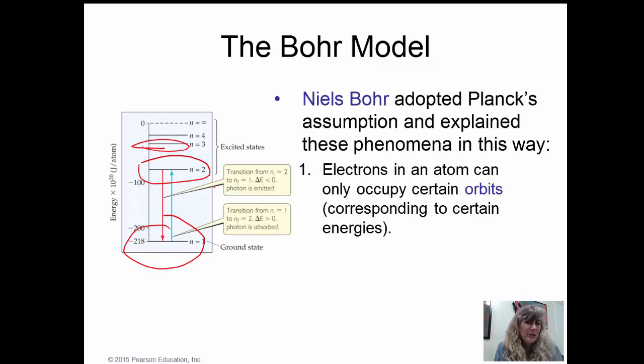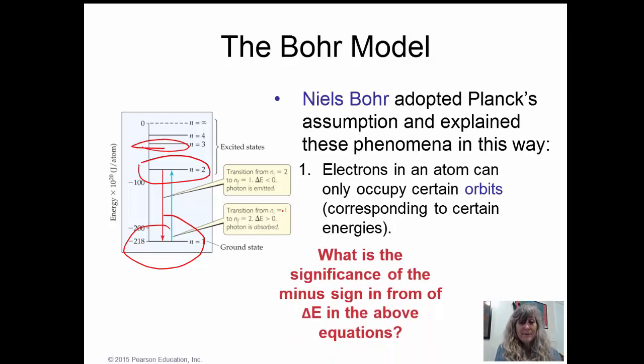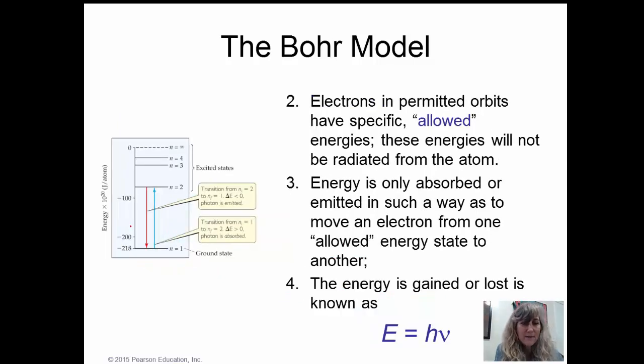He called those n's principal quantum numbers, but maybe they're located in one energy or the next energy or the next energy. He wasn't really sure, but he knew electrons couldn't be located in between. If you look at this diagram carefully, you see that there are some negative energy values. And why are they negative?